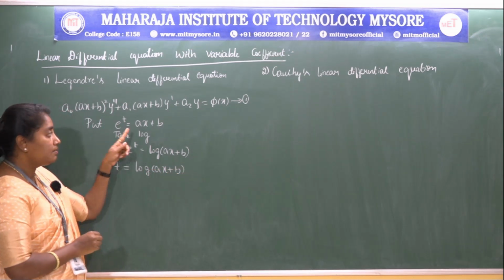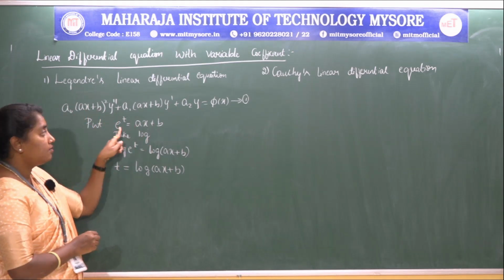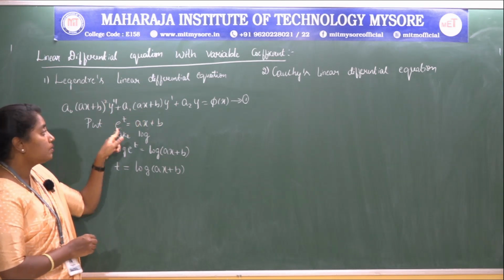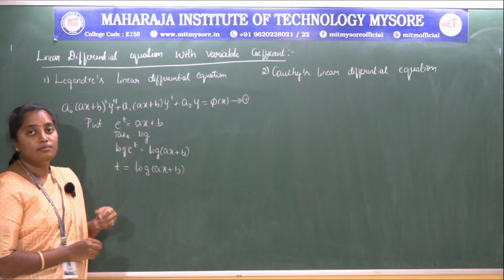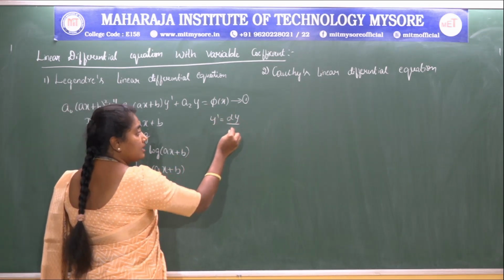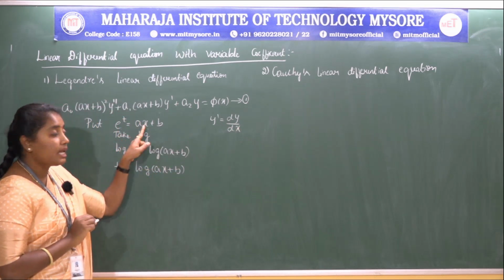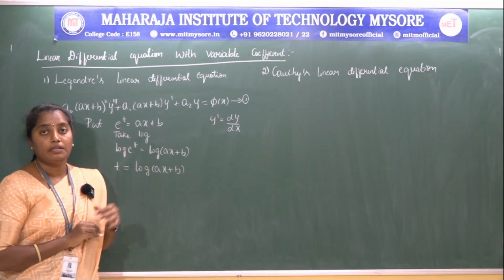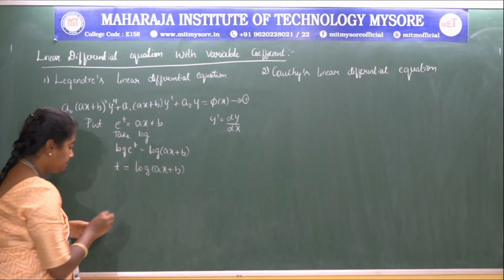Here we are replacing the variable x with the variable t. For that, ax plus b is equal to e power t, and ax plus b whole square is equal to e power t whole square. And we have to replace y dash in terms of t, because y dash is dy by dx, the derivative of y with respect to x, but we are replacing the x variable in terms of t. For that we have to find y with respect to t.